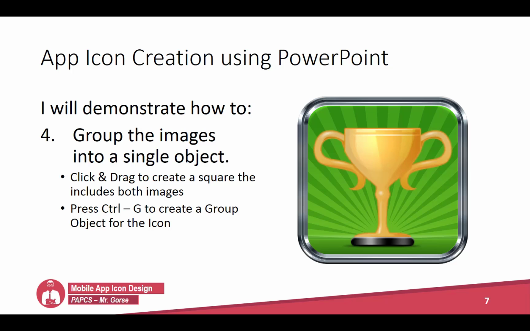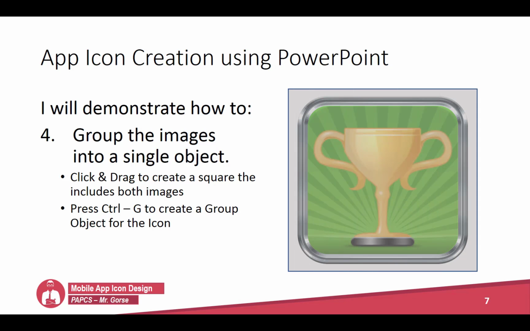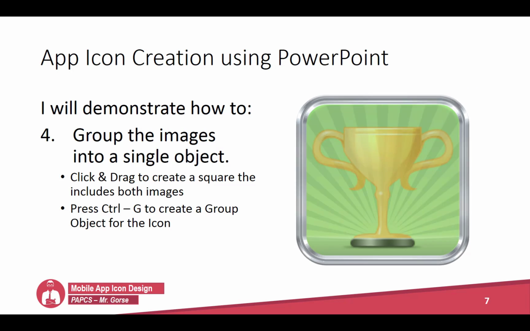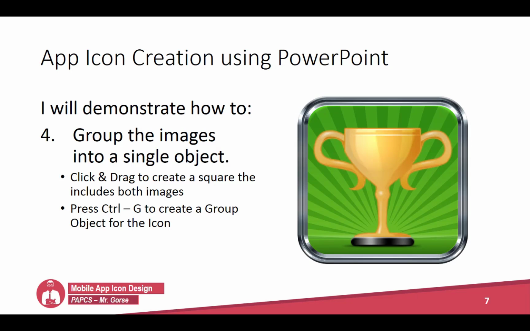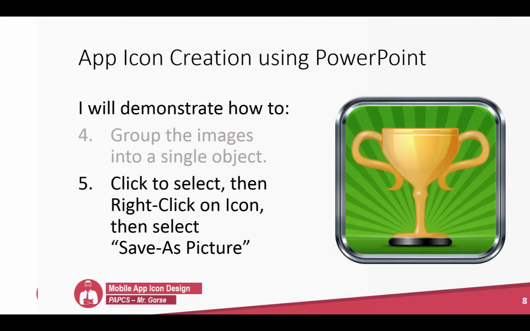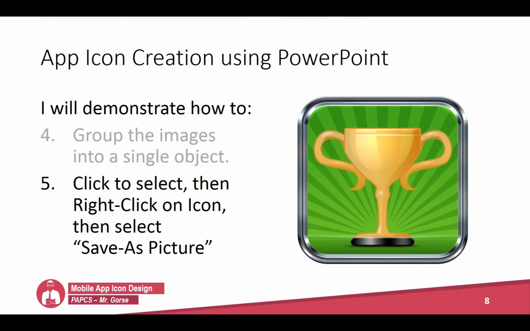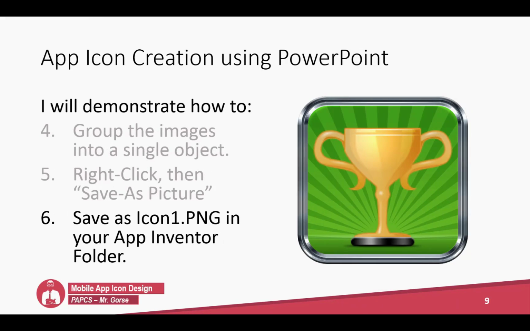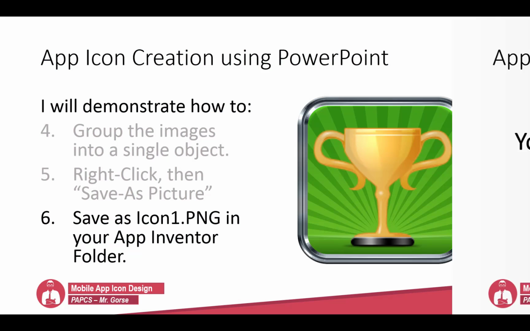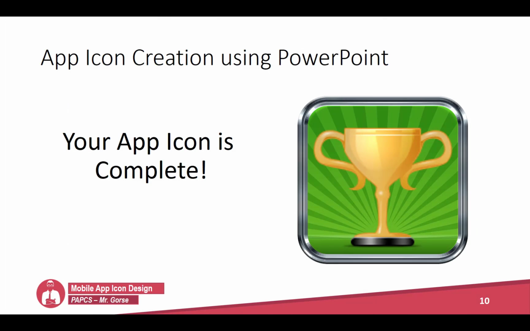You simply click and drag so that a box surrounds both objects. Next, you press Ctrl G at the same time on the keyboard, and the two images are grouped into one image. You simply click to select the icon and then right-click on the icon and select Save as Picture, as you'll see in the video. You save the icon as icon1.png or something like that related to your app in your App Inventor folder, and your app icon creation is complete.